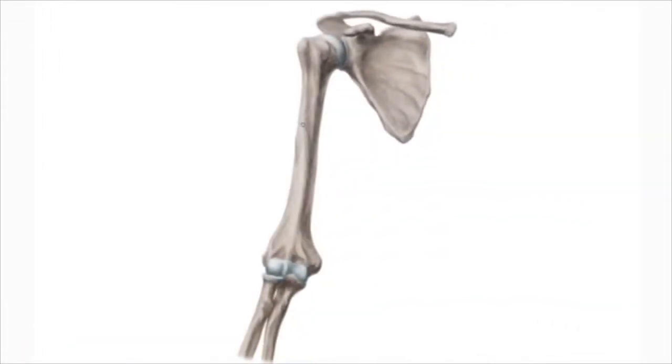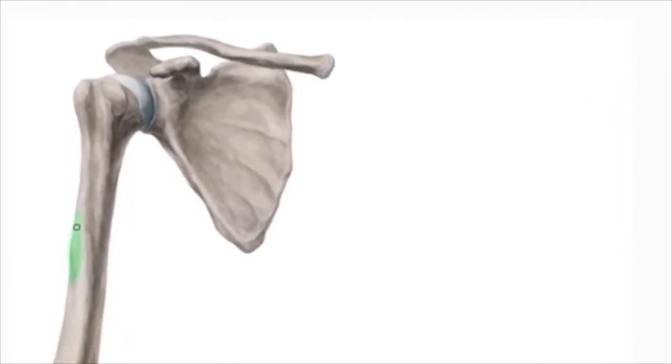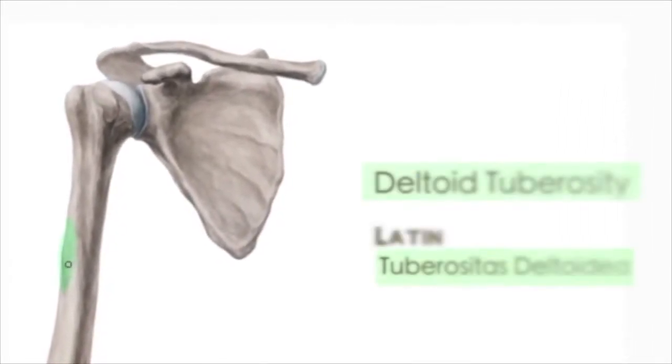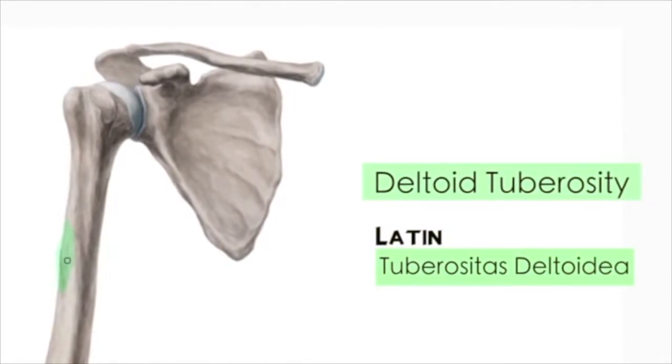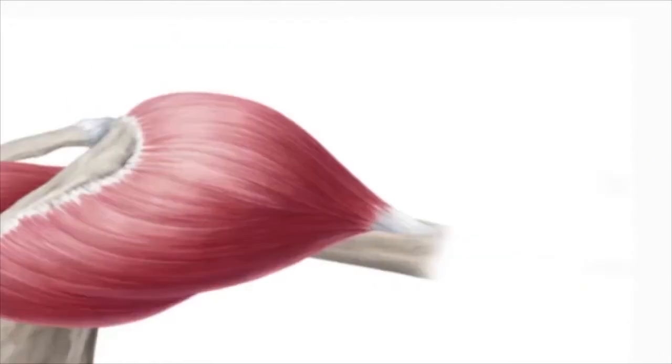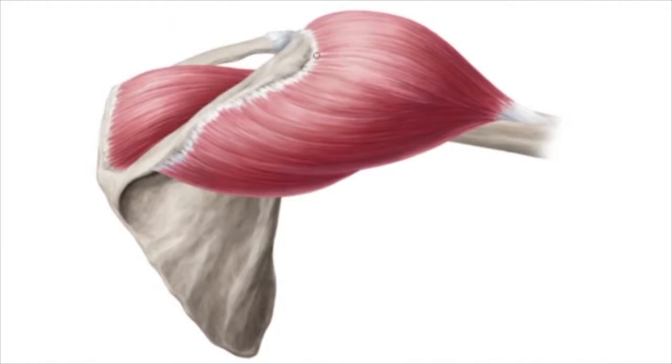If we move distally, we're going to find here a tuberosity. This is known as the deltoid tuberosity. And as the name indicates, this is where the deltoid muscle is going to insert. So you have here an image of the deltoid muscle, and it's using the deltoid tuberosity on the humerus to insert.